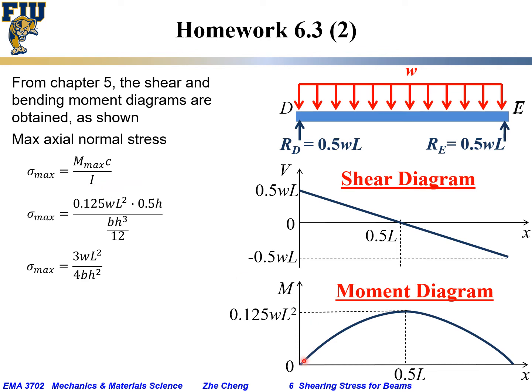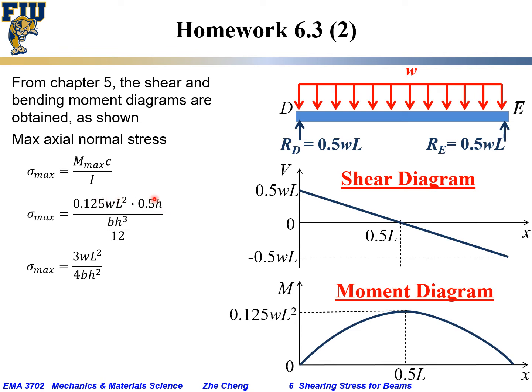So based on our shear diagram, the maximum moment would occur at D side or the E side. If we consider D side, the absolute value would be 0.125 WL square, or 1/8 WL square. That will be the maximum internal bending moment on this beam. And the maximum distance one can be away for such a rectangular cross-section beam would just be half of the cross-section height, 0.5 h.